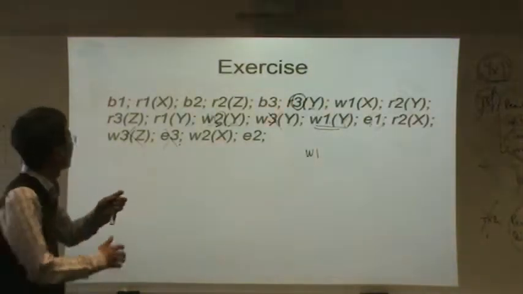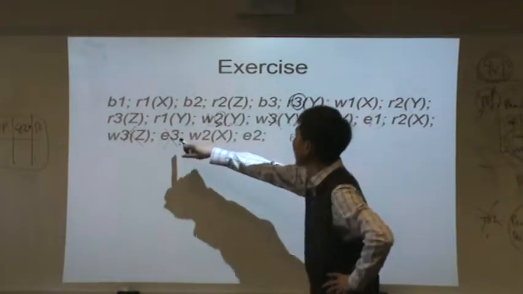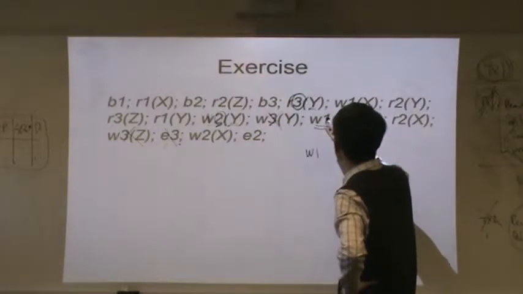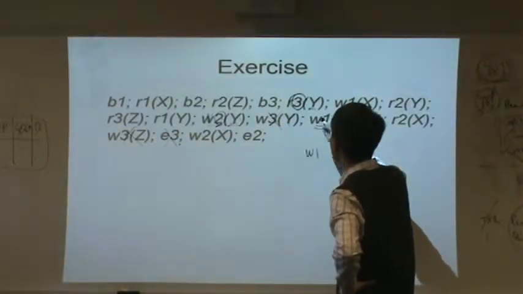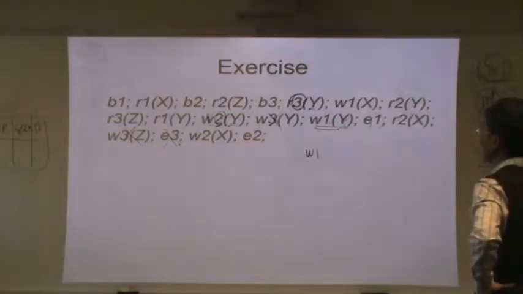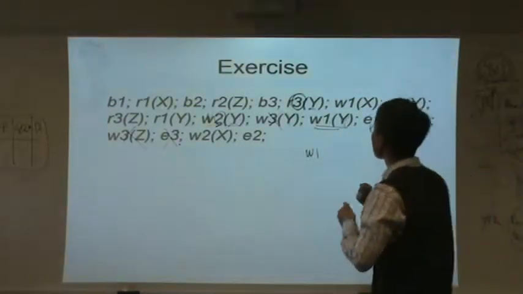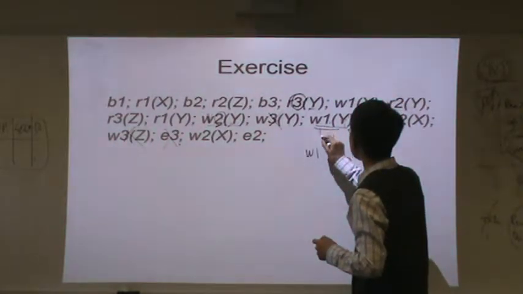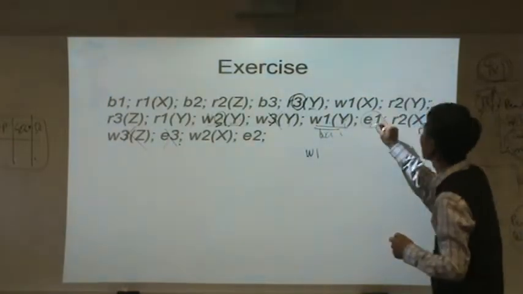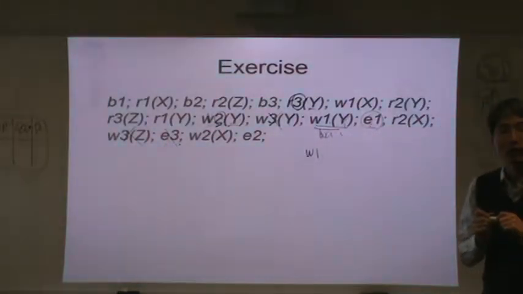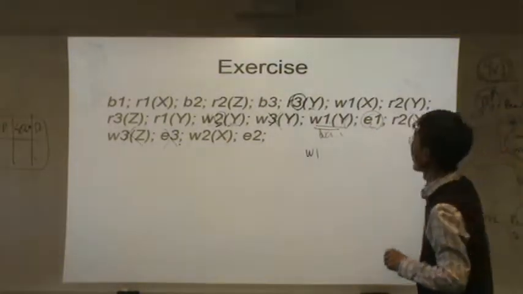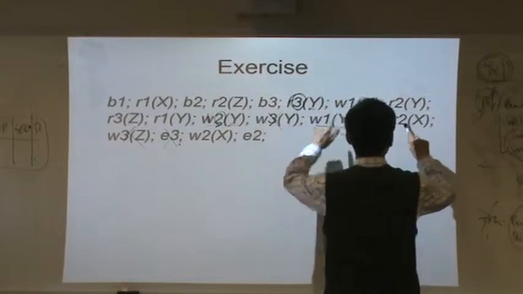So this time the transaction 3 is aborted and transaction 1 requests the write lock. It may cause the deadlock situation, so that it is waiting. This is waiting. So E1 cannot be done. Okay? E1 cannot be done. Then you can forward to the next one.